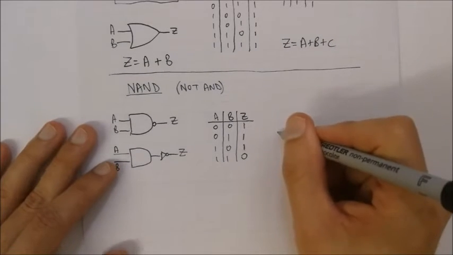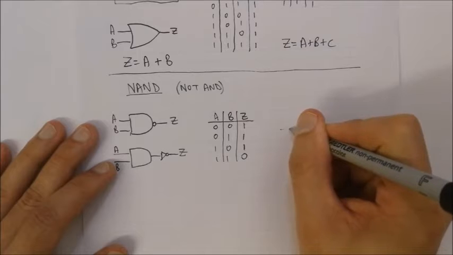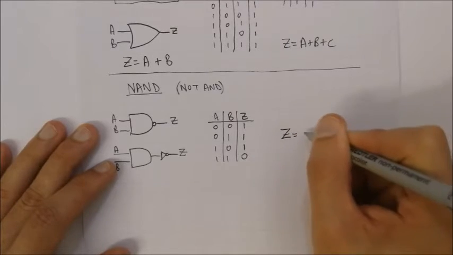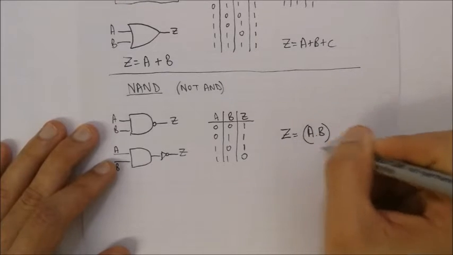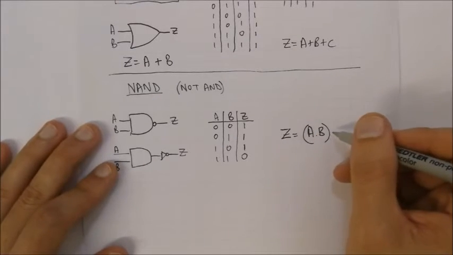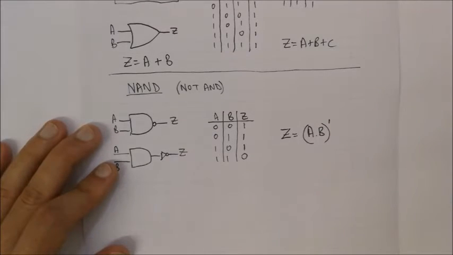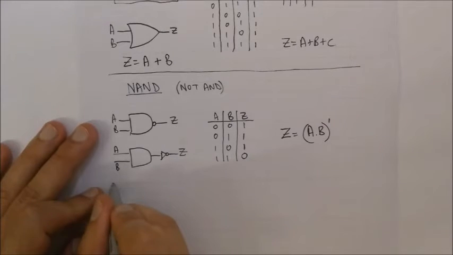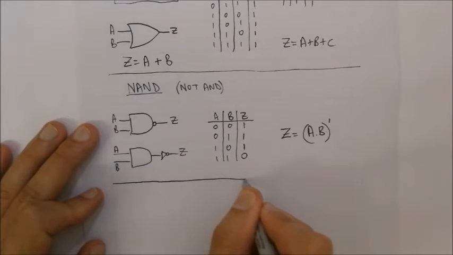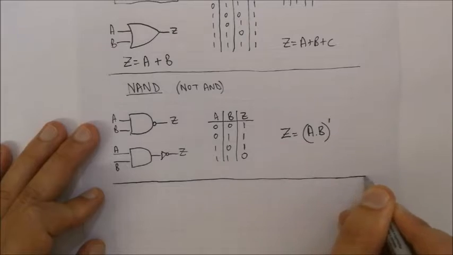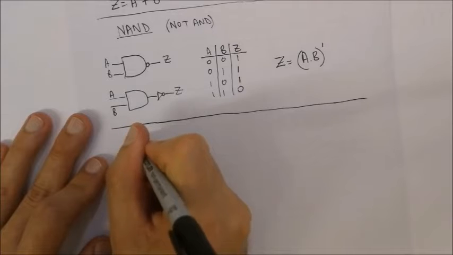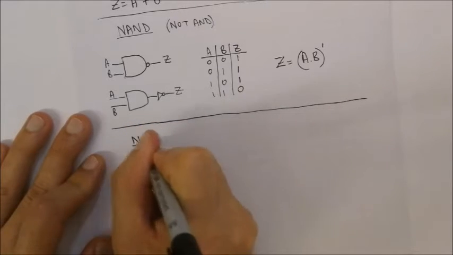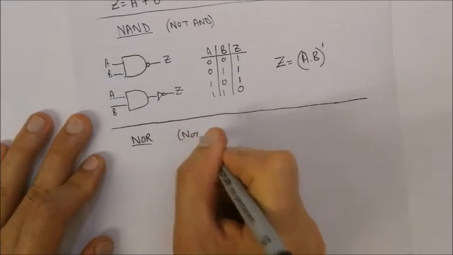The way we'll express this is Z is equal to (A, B), and the whole expression we're going to put in brackets, and we'll put an apostrophe over it to represent the NOT. Okay, so you might have guessed, what about for OR gates? Is there OR NOT? Yes, there is. And that is known as the NOR gate. So that is not OR.